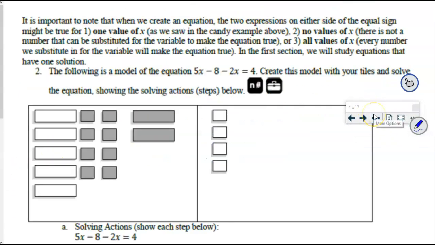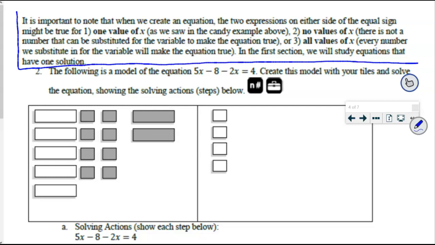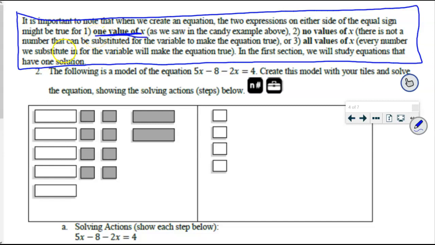Okay, this part right here, do you remember when we did our chocolate anchor problem? Our chocolate problem reminded us that there are different types of solutions that we can now have. We can have one value, like there's 12 chocolates in a bag. There can be no values, meaning there was no solution, it was impossible. Or we could have had all values, where we could have had any amount of chocolates in a tub.